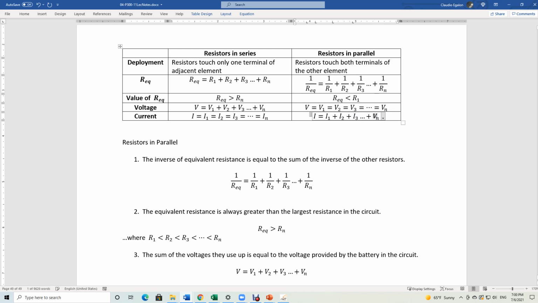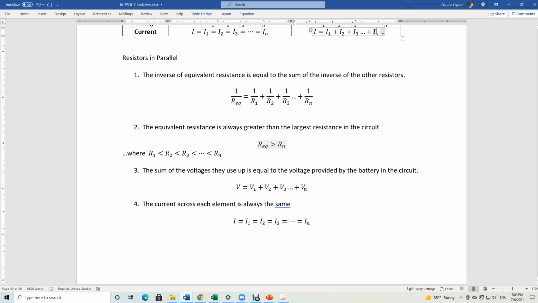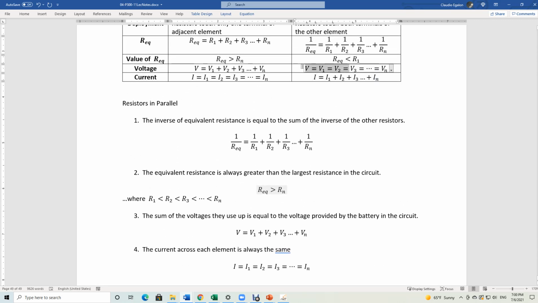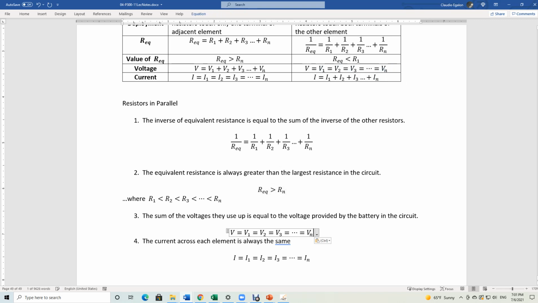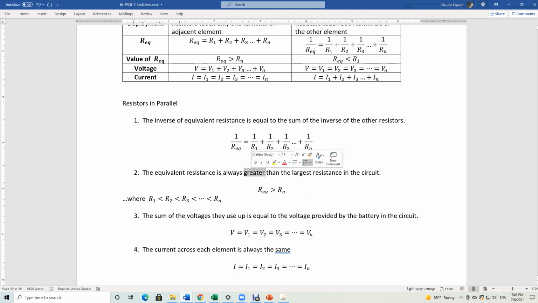Do you see here the cross, how it goes? What one does, the other does in the opposite way. It's not going to be the sum. Equivalent resistance is always greater, no, always lesser than the smallest resistance in the circuit.